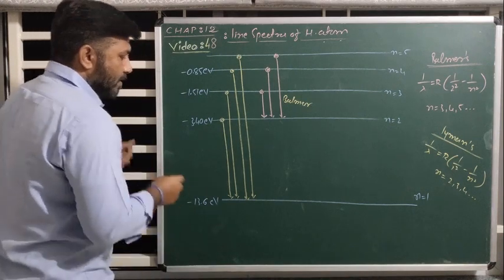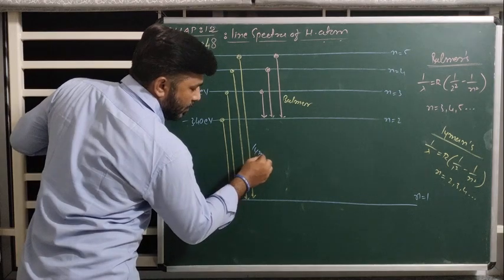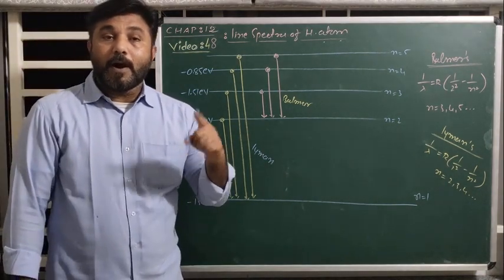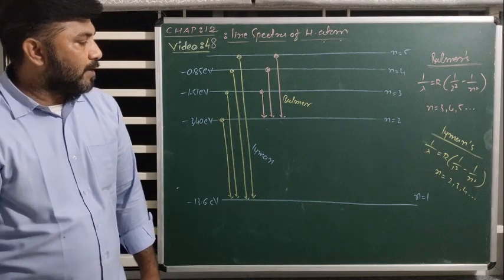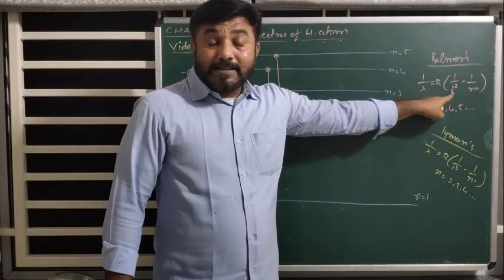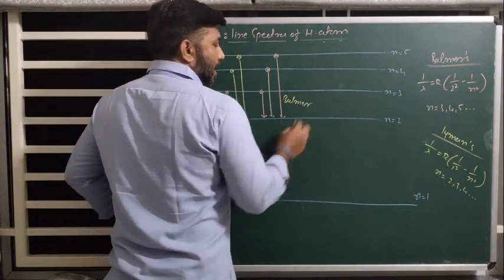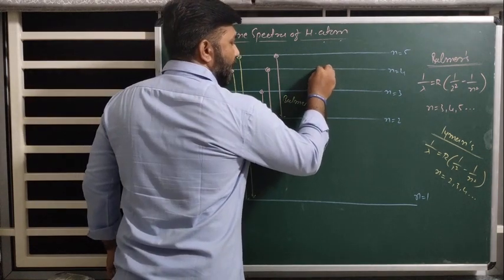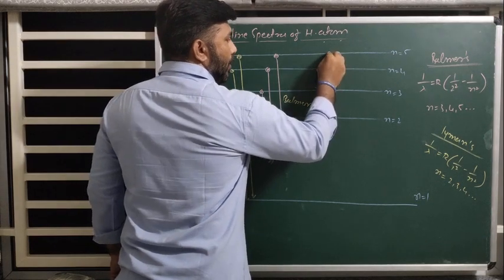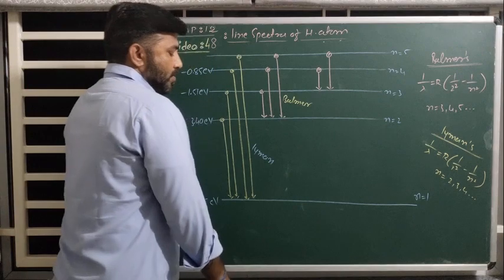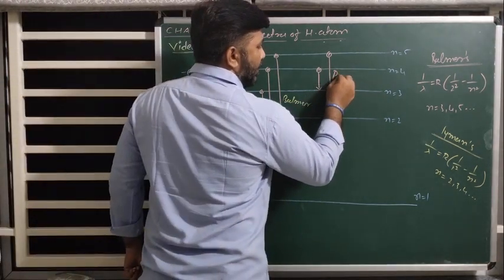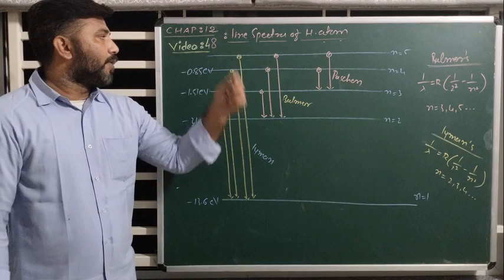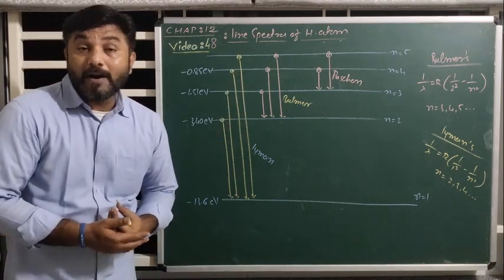So this is about Lyman line spectra. Then Lyman, Balmer, Paschen. In that Paschen equation, low energy level is 3. So all the electrons are transitioning from high energy level to third. That means electron transit from n is equal to 4 to 3 or 5 to 3. So it is nothing but Paschen line spectra. Okay, by this way you can draw the line spectra for a hydrogen atom.